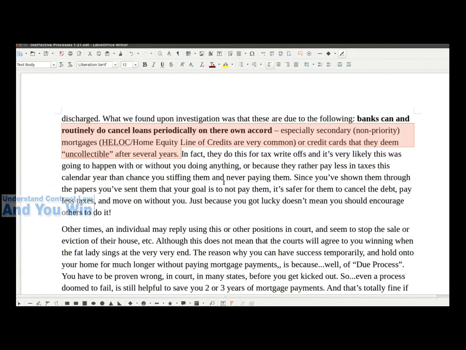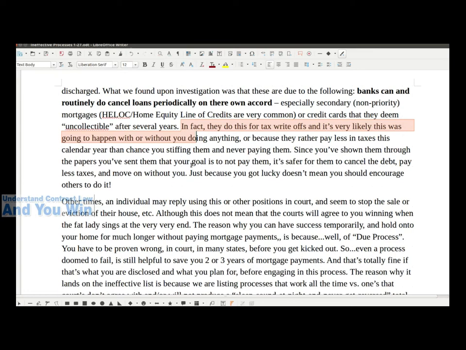The banks do this for tax write-offs. When they cancel, it's very likely that this was going to happen with or without you doing your promissory note process anyway. Just coincidentally, over the span of time, the bank saw that you're not paying the first mortgage, you're not paying the second mortgage, and you defaulted, and you're being foreclosed upon by the first mortgage company. So the second mortgage company says, let's get a tax write-off and cancel this mortgage, because we're never going to get paid voluntarily by this homeowner anyway. So they wind up making money by canceling your debt. Did you know that? If you didn't know that, then I guess this is news to you, but to me, I already knew that for many years. It's obvious.